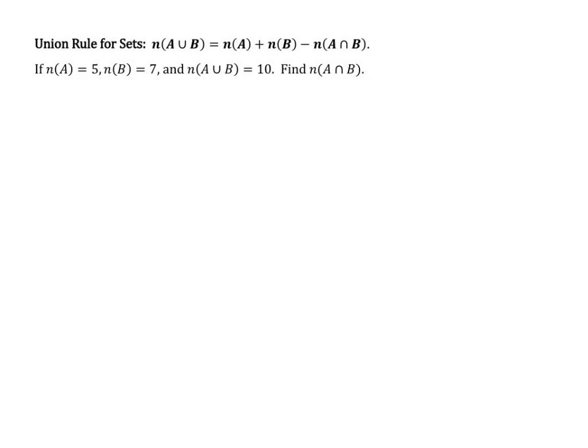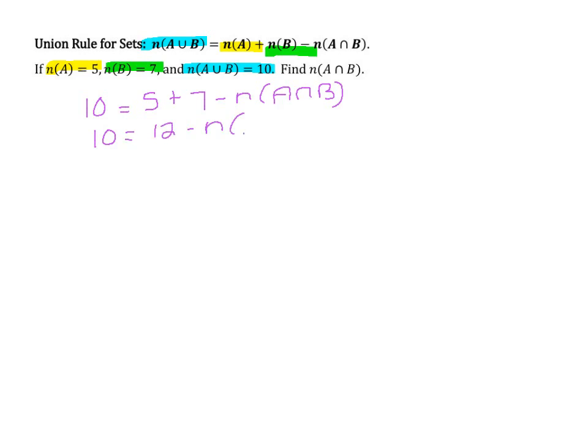So I know A is 5. So where I see that part of my formula, I'm going to insert it there. I'm going to put the B portion here, and this portion here. So then all I have to do is solve for the remaining one. So I'm going to replace n(A union B) with 10, equal to n(A), which we substitute with 5, plus n(B), which was 7, and then we subtract n(A intersect B) since we don't know what that is yet. We can add our numbers together, so 10 equals 12 minus n(A intersect B).